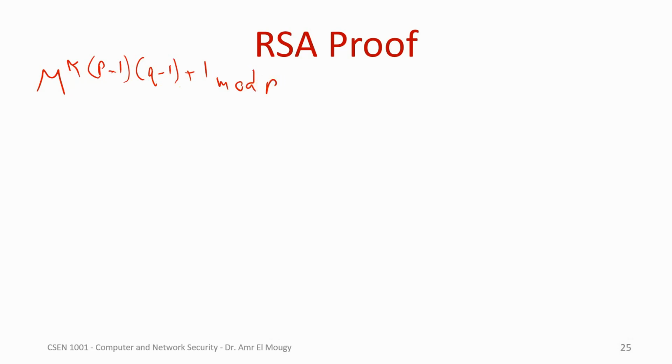Okay, we want to prove that this is equal to m mod p, so that we are able to decrypt. We have two cases. Either m and p are relatively prime, or they're not.